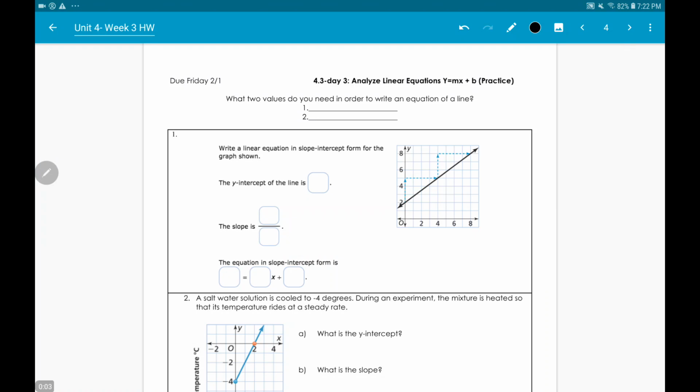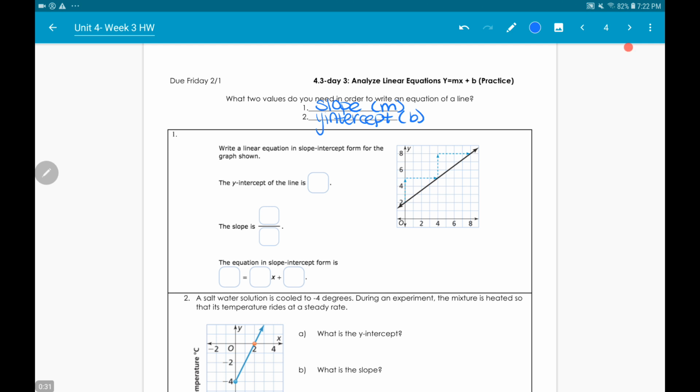This is due Friday. We are analyzing linear equations some more with the equation y equals mx plus b. So, after practicing this for a few days, what two values do you need in order to write an equation of a line? We need the slope, which is m, and our y-intercept, which is b. Alright, so let's try example 1.